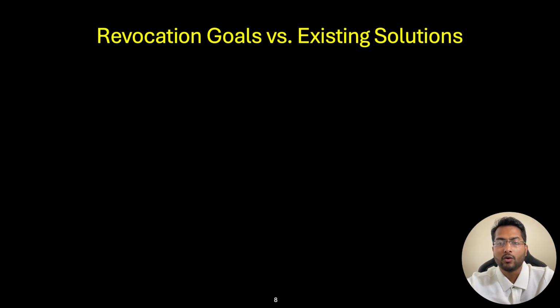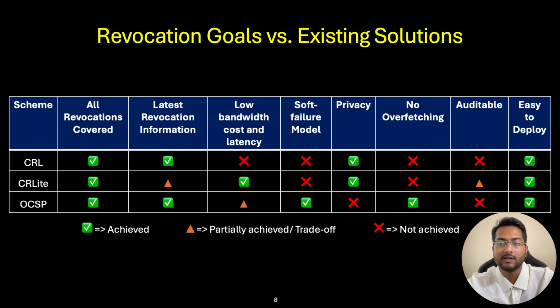So what are the revocation goals we want from a standard revocation strategy? As you can see, these are the properties that are desired from a standard revocation scheme. For example, if you look at the third property, it says the client should experience low bandwidth cost and latency. Also, if you look at column number 7, it says there should be no overfacing by the client, which means the client should only download what it needs. But as you can see, none of the existing schemes achieves all of the goals. So here is our solution, AccuRevoke.